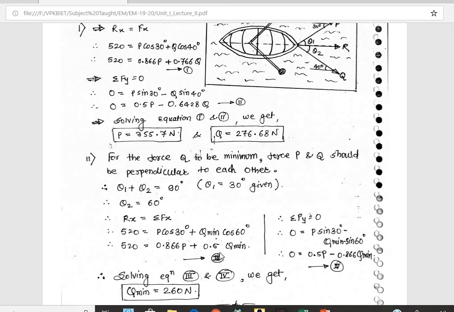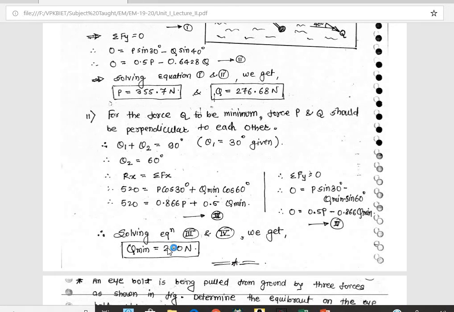Therefore Rx is equal to Fx. So just calculate that, 520. Now instead of Q, it is Q minimum now. Similarly for Fy, with Q minimum, solve equations 3 and 4, you will get Q minimum is 260 kN. Just one thing to remember: when one force should be minimum, the angle between these two forces is 90 degrees.